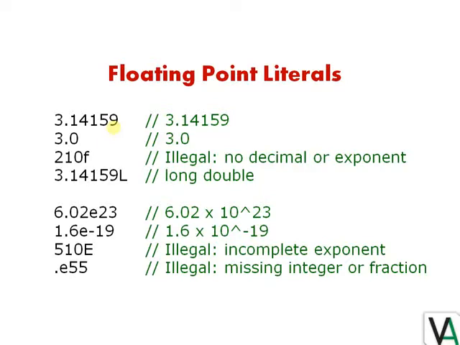The exponential form. 6.02 is the mantissa part and E23 is the exponent. So 23 is the exponent. 1.6 E minus 19. The minus 19 is the negative exponent. In the second last we have 510 E, but the number is incomplete because the exponent is missing over here, so it is illegal. In the last we have dot E55. The exponent is present but the mantissa part is absent, so it is also illegal.